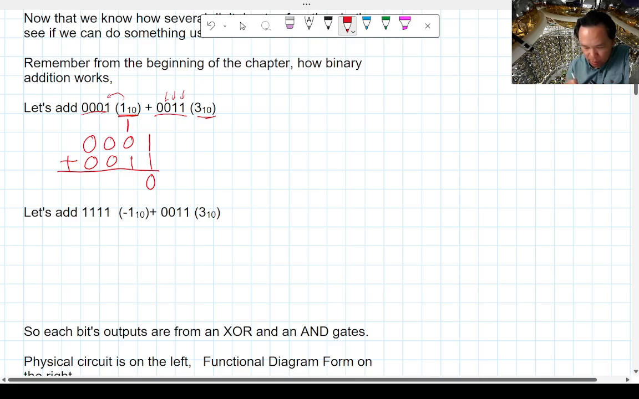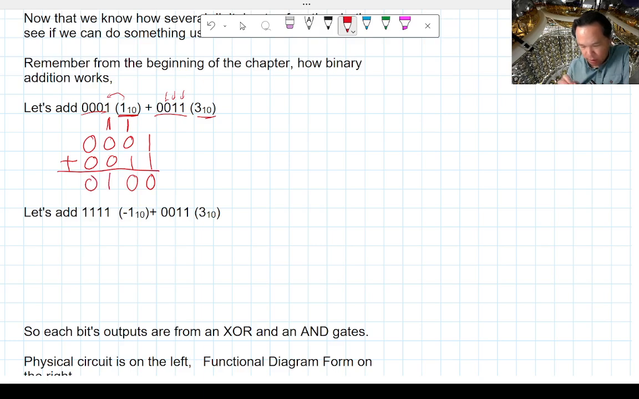So 1 plus 0 plus 1 gives you a 0 with a carry of 1 once again. 1 plus 0 plus 0 gives you a 1. 0 plus 0 gives you a 0, of course. And hopefully this is equal to 4 in decimal. This is the ones place, twos place, fours place. So 4 times 1 gives you 4.